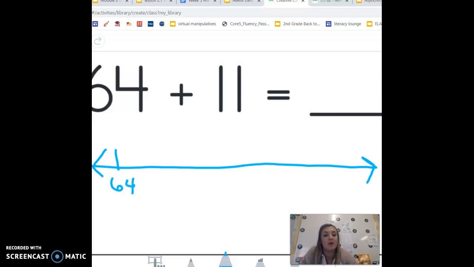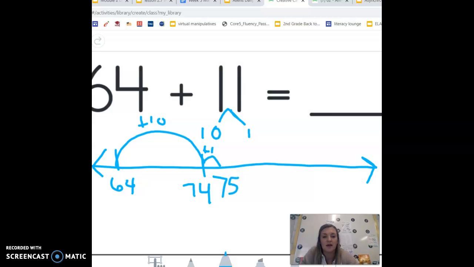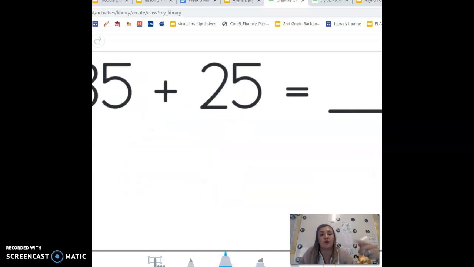64. Now, if I break apart, or decompose, 11 into tens and ones, I know that there's 1 ten and 1 one. So I'm going to make a big jump of 10 to land on 74, and then my jump of 1 should be smaller because 1 is smaller than 10. So that gets me to 75. And we're just going to do a few more of these to practice so y'all can get some good examples.